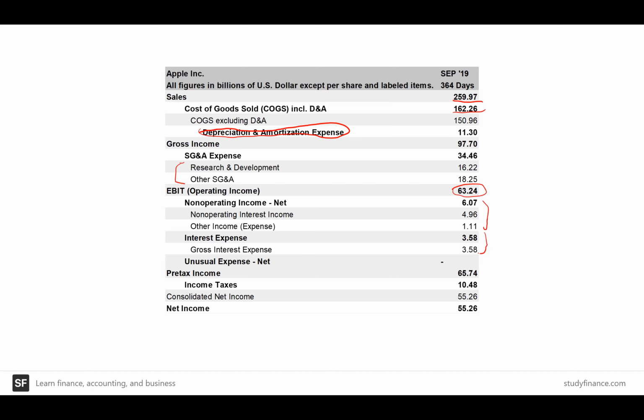This gets us to our pre-tax income, and then we subtract our income taxes right here to get a net figure or net income of 55.26 billion. And working backwards, we find that, so 10.48 divided by 65.74, we find that the effective tax rate of Apple is only 16%.